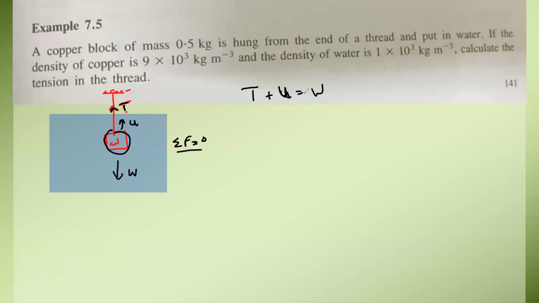Or I can also say tension plus upthrust minus the weight is equal to 0. Both are the same thing. So both statements are correct. Now what about the tension? Because in the question we want the tension, tension is weight minus the upthrust.